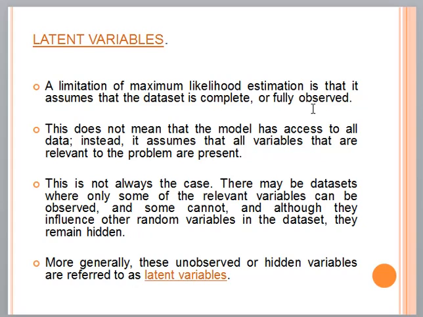Although they influence other random variables in the dataset, they remain hidden, right? Since they are not observable, that's why they are hidden, but they have an impact or an influence on some other random variables. More generally, these unobserved or hidden variables are referred to as latent variables. So we can define a latent variable as a hidden or unobserved variable that has an impact or an influence on other random variables.